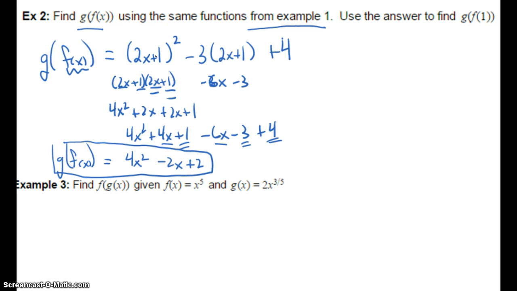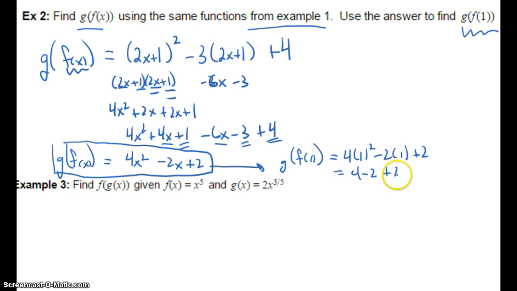If you want to go further, we're going to use that function now to find g of f of 1, which basically means take this function we found and plug 1 into it. So 4 times 1 squared minus 2 times 1 plus 2 equals 4 minus 2 plus 2 equals 4.